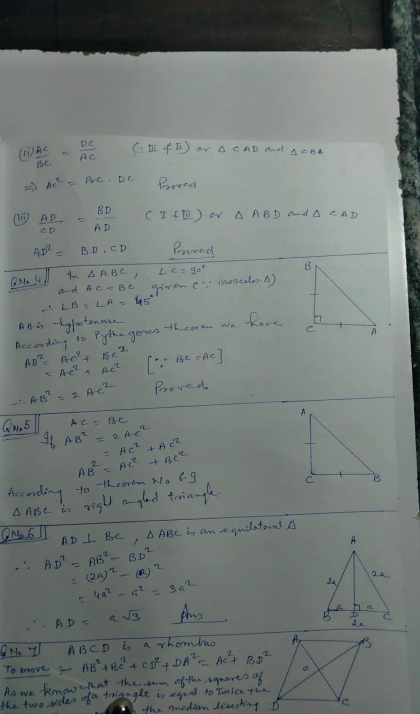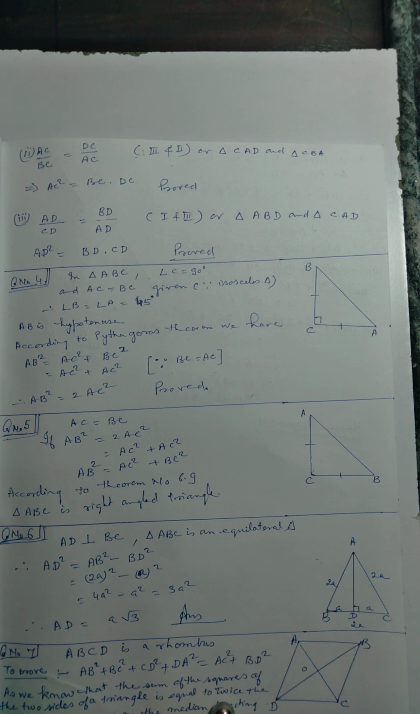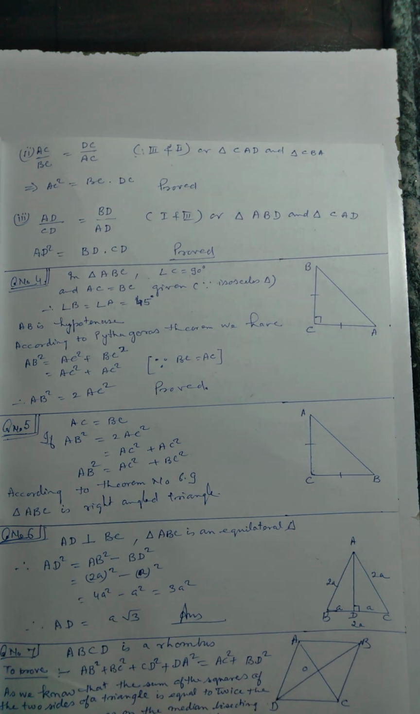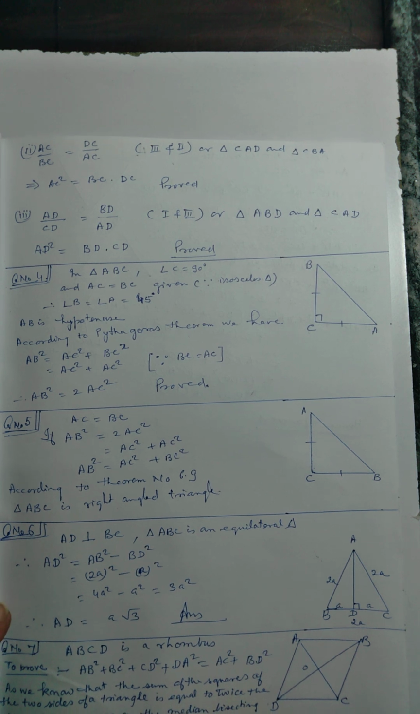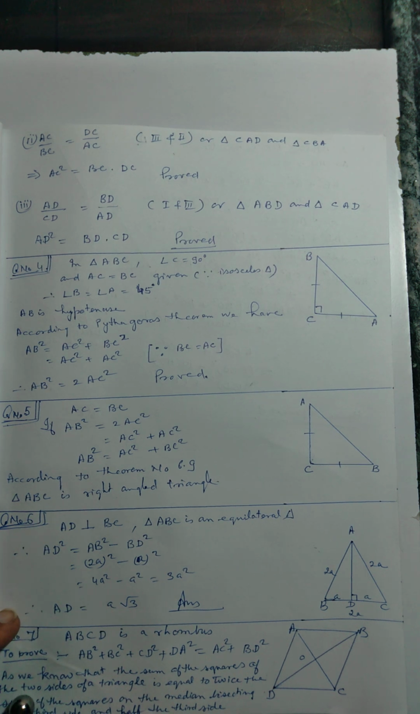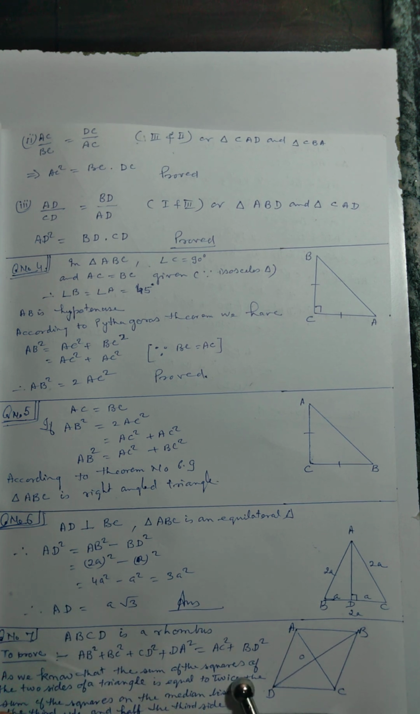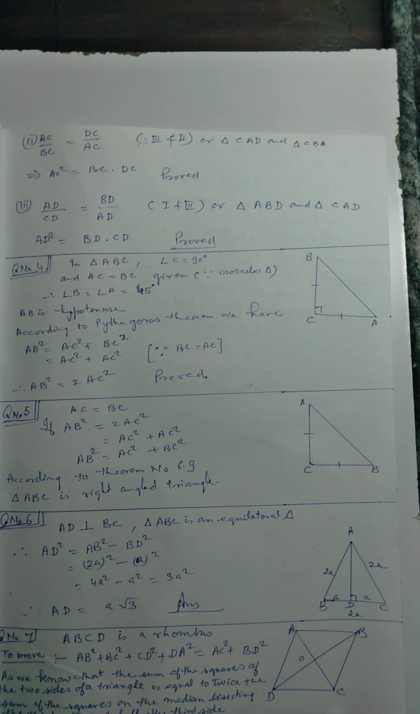As we know, the sum of the squares of two sides of a triangle is equal to twice the sum of the squares of the median bisecting the third side and half the third side. I read this again because this theorem is known as Apollonius theorem.